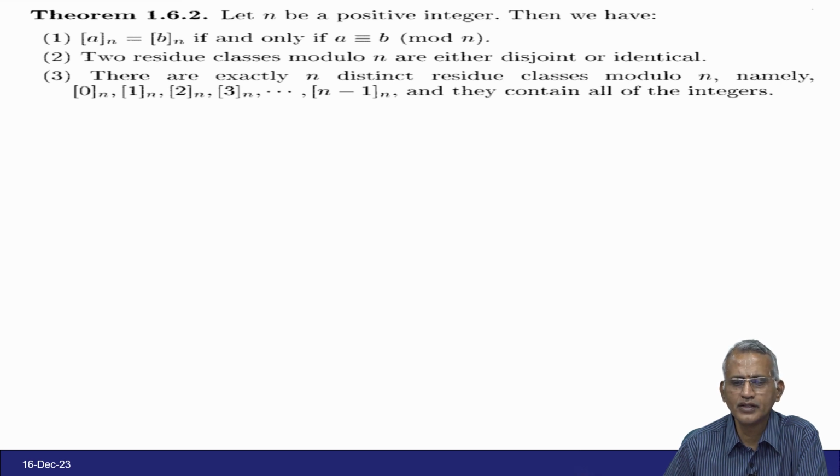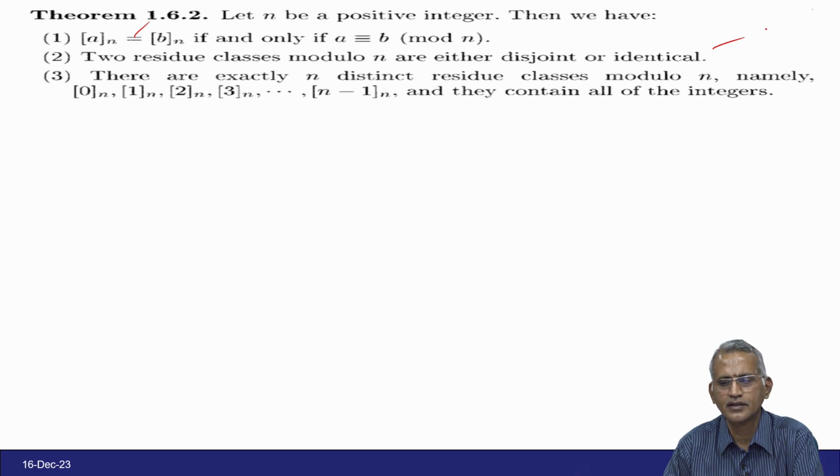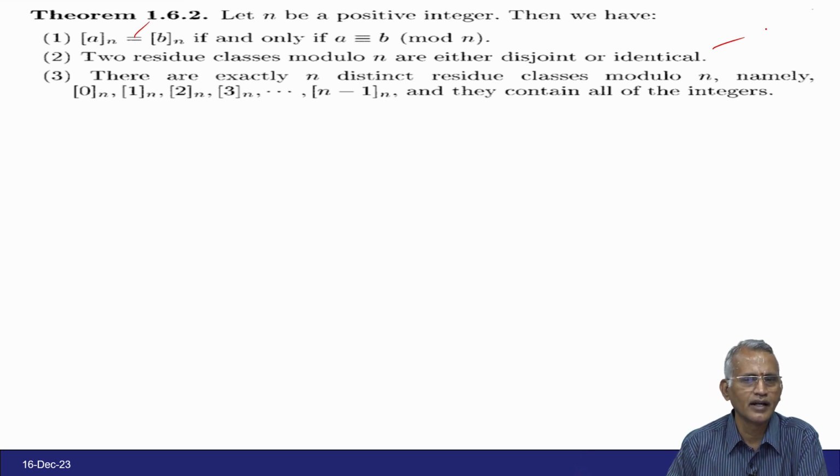Let n be a positive integer, then the integers congruent to a modulo n are equivalent to the integers congruent to b modulo n if and only if a is identically equal to b under modulo n. This is the statement we have to prove. Also, two residue classes under modulo n are either disjoint or identical, and there are exactly n distinct residue classes under modulo n, namely 0, 1, 2, 3 and so on up to n minus 1, and they contain all of the integers.